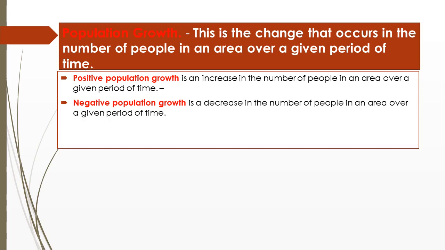Negative population growth is where we have the decrease in the number of people in an area over a given period of time. For example, if there is war and people die, then the people over that area experiences what we call negative population growth. It can also be caused by something like migration, maybe rural to urban migration. It can cause negative population growth within an area of a given period of time.